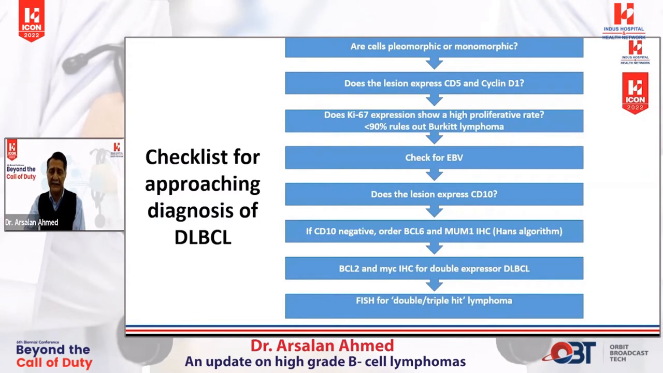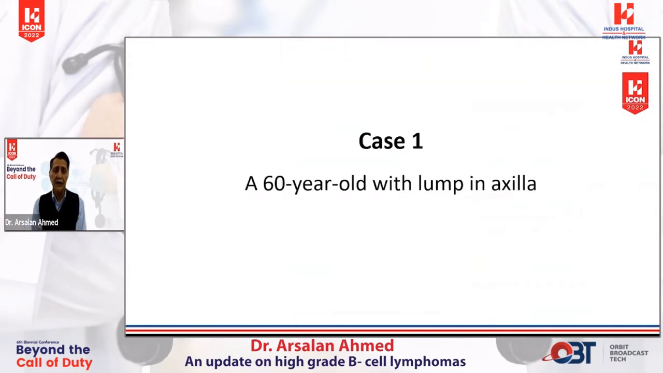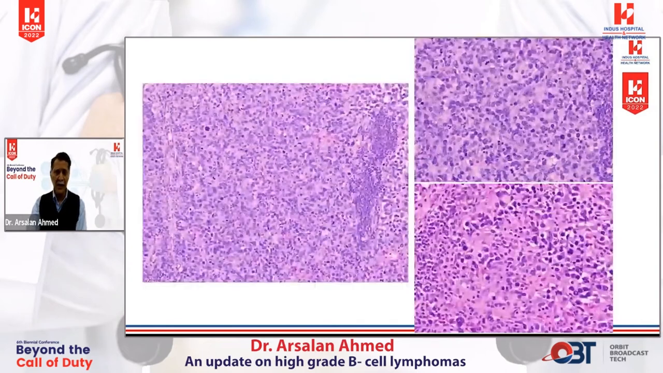So I've put in several cases. Let's see how they go about it. My first case was a 60-year-old with a lump in the axilla. The cells look pretty pleomorphic. This is a normal lymphocyte. These are pretty large, about 2.5 times larger than the size of a normal lymphocyte. You can see some mitosis also. A closer look, looking pleomorphic, and at the same time they have prominent nucleoli and mitosis here and there. You can see them.